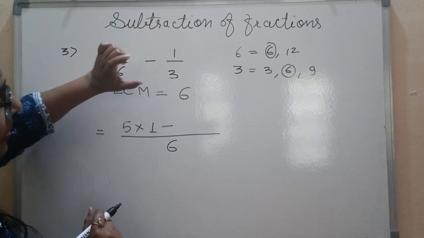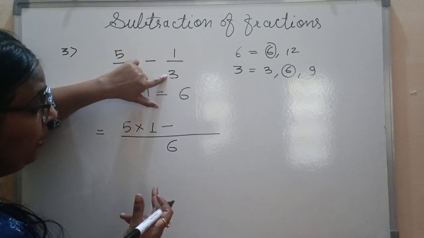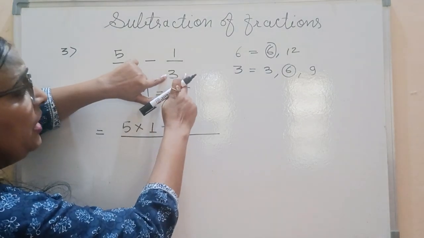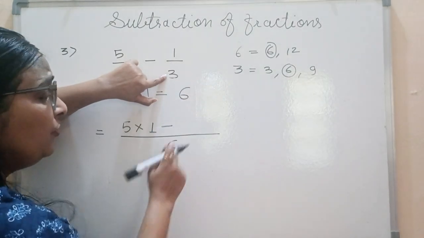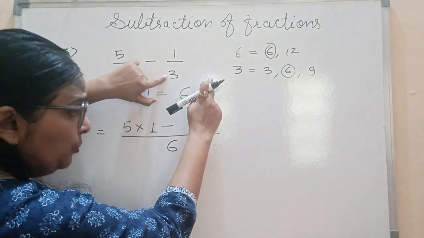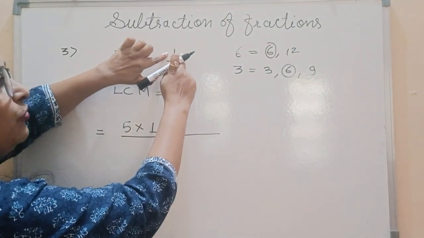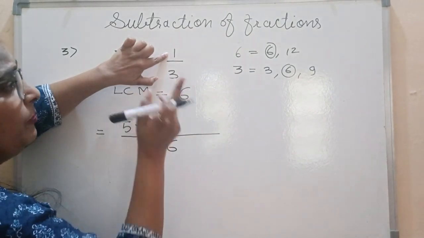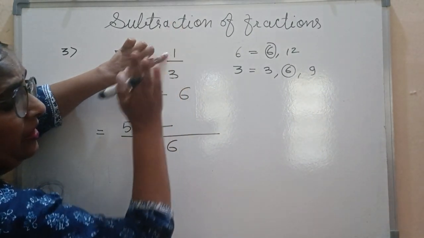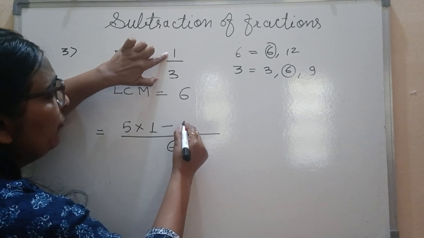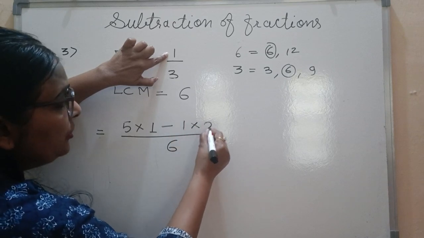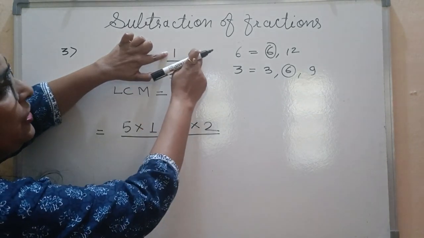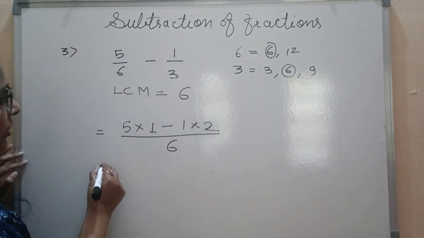Now next fraction. What is here in denominator? 3. What you have to make there? 6. Therefore 3 into 2. 3 twos are 6. Therefore 3 into 2, so here also 1 into 2, because by the same number you are multiplying the denominator and the numerator. So what you will get here? 1 into 2, as 3 into 2 is 6.